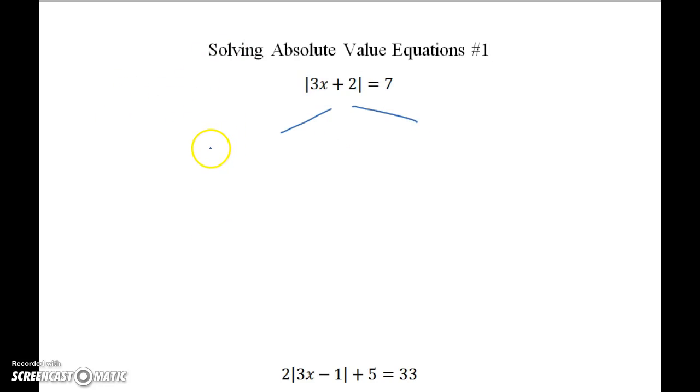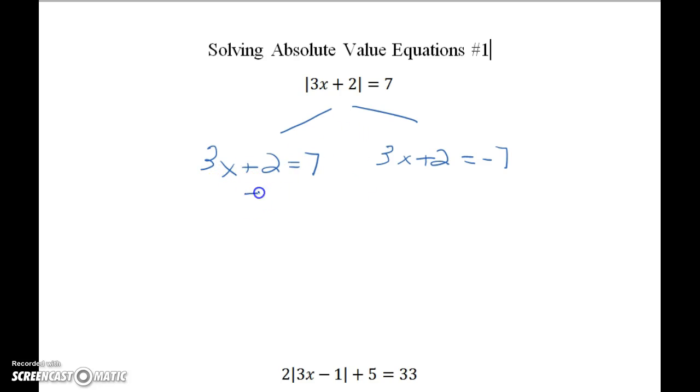So our first equation is going to be 3x plus 2 equals 7. So it's the same exact equation. We've dropped the absolute value signs. And then 3x plus 2, the same thing inside the absolute value signs, equals negative 7. Okay, so we have our two equations, and then we solve those.